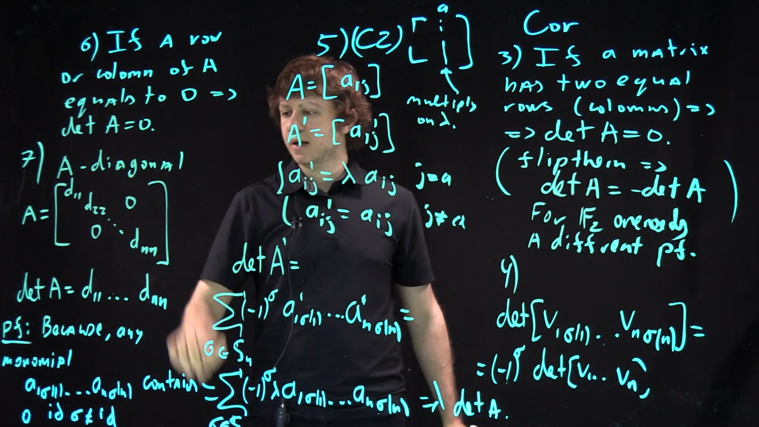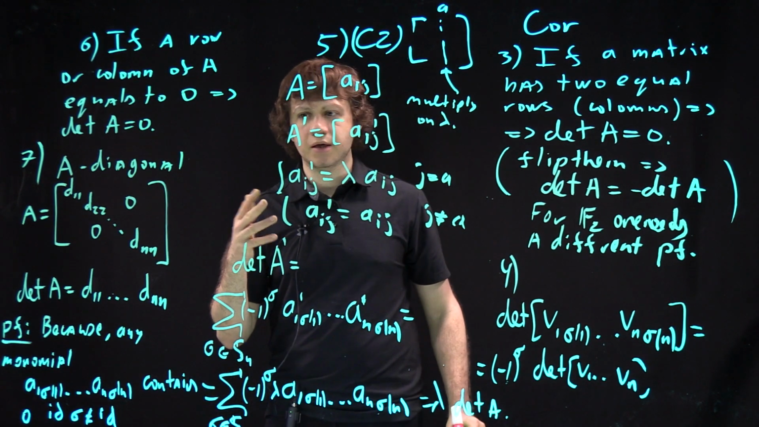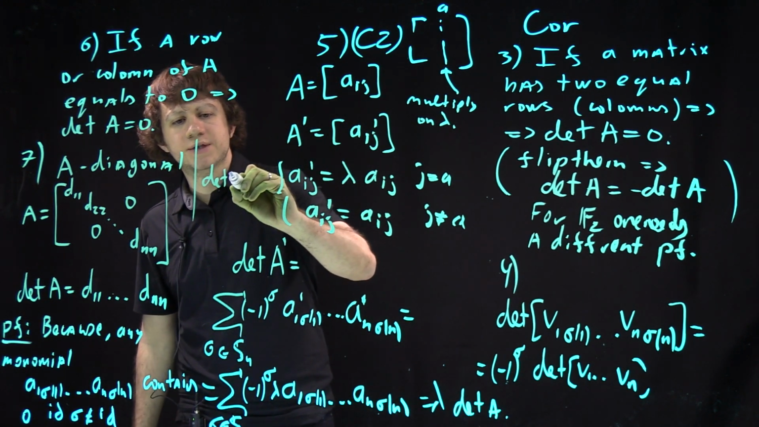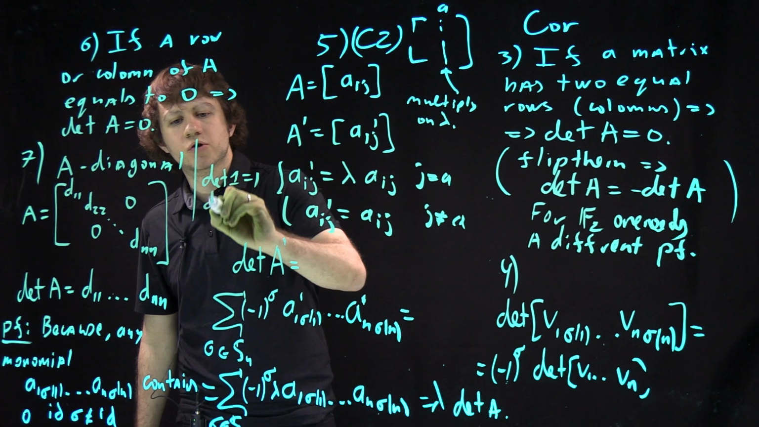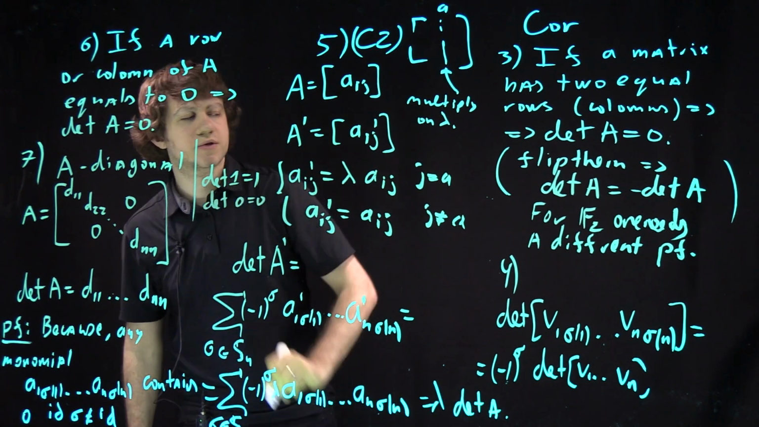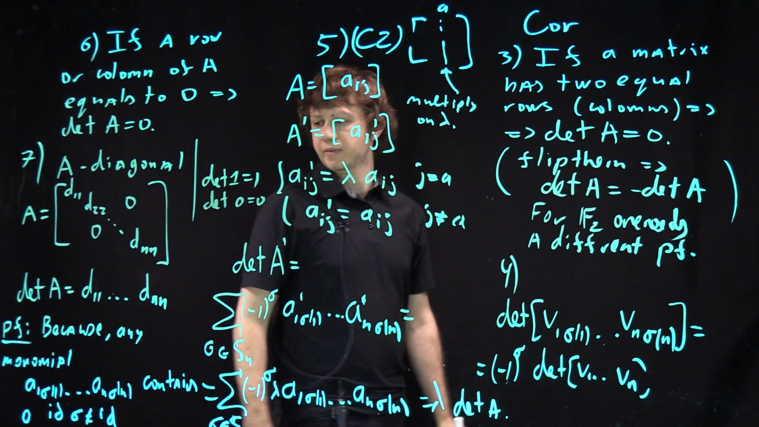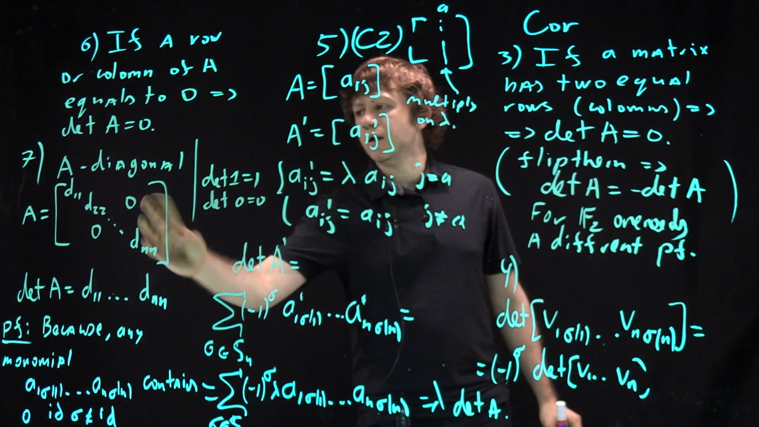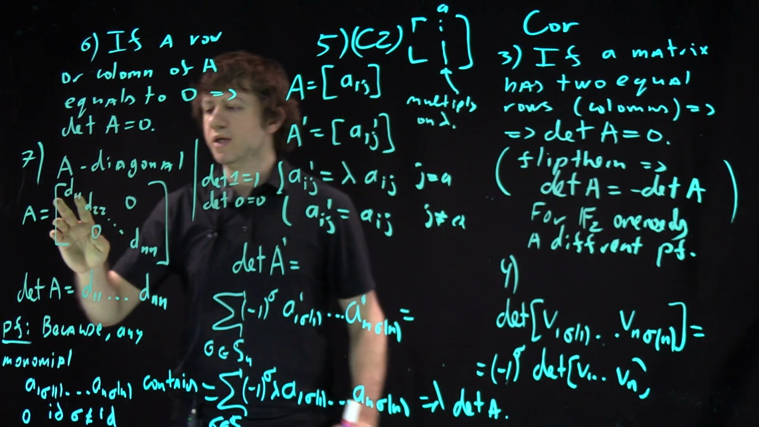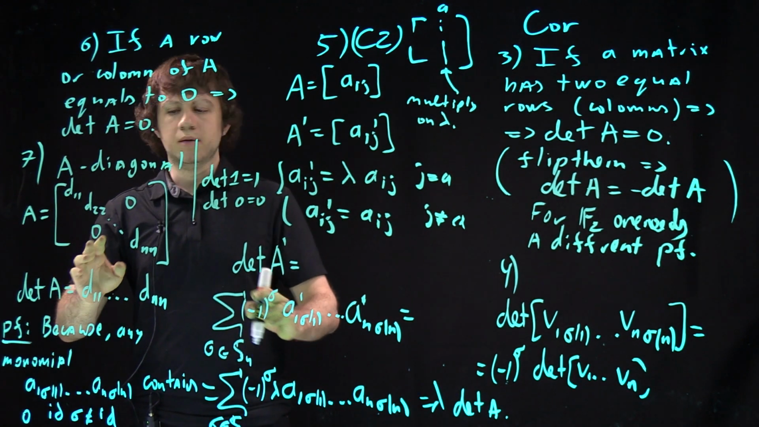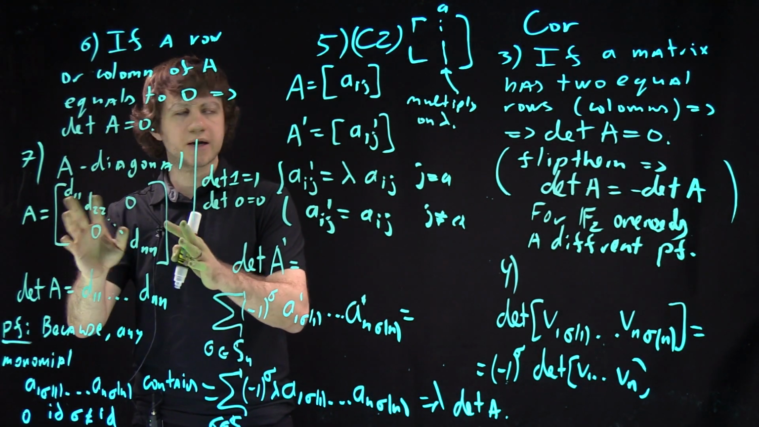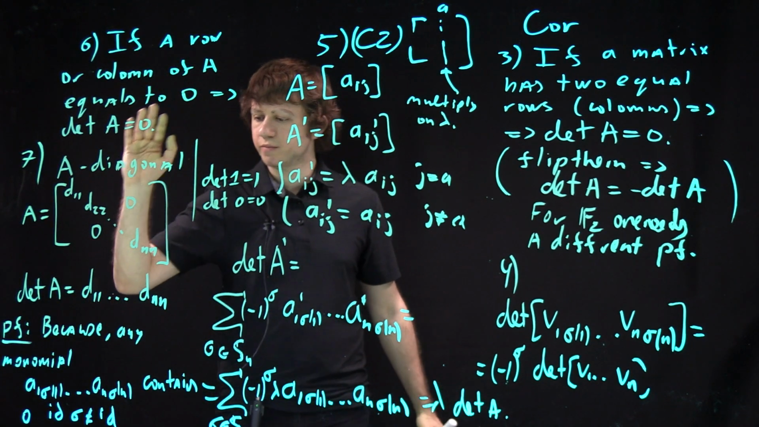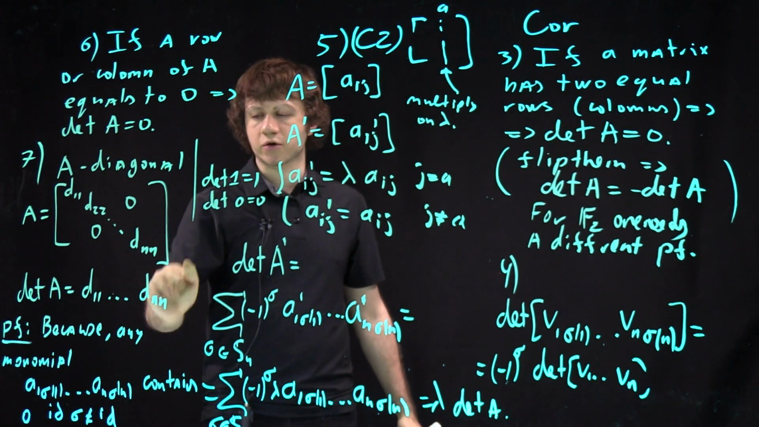So in particular, the determinant of the identity matrix is 1, and the determinant of the 0 matrix is of course 0. That follows from 6, for instance. Perfect. So now we know that we can flip columns, flip rows, and multiply or scale rows or columns. We have some additional properties. We know how to compute the determinant of a diagonal matrix.